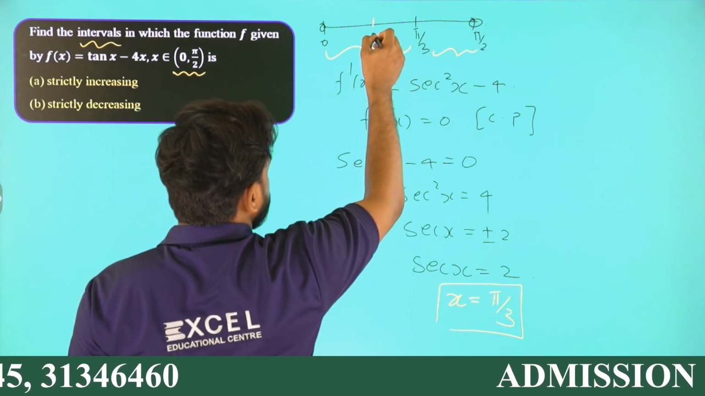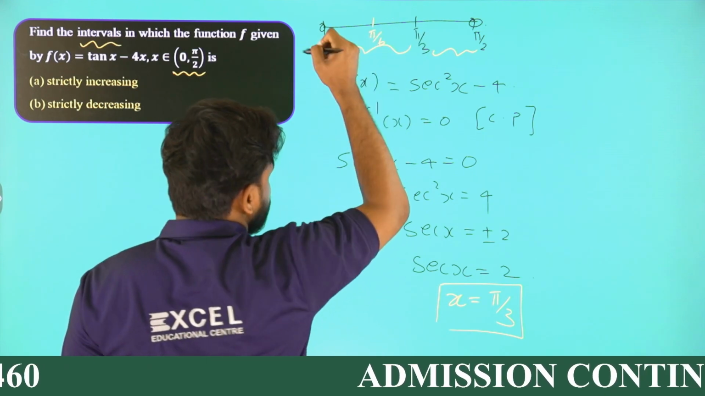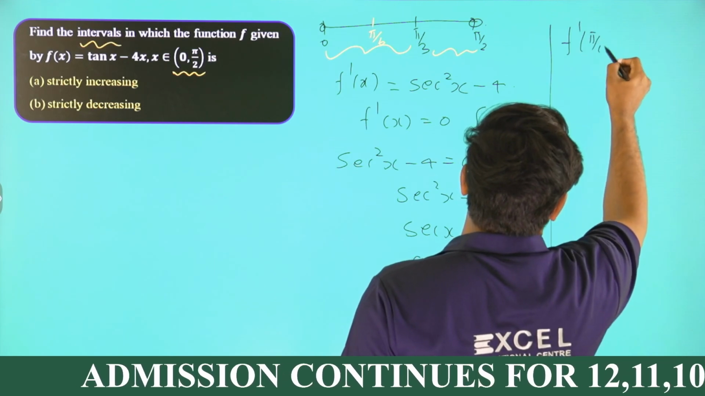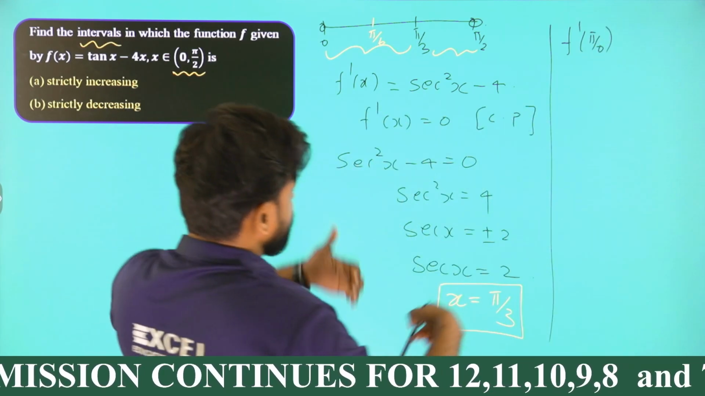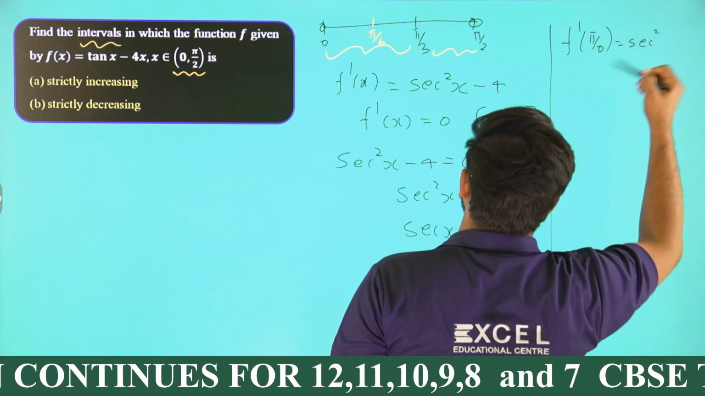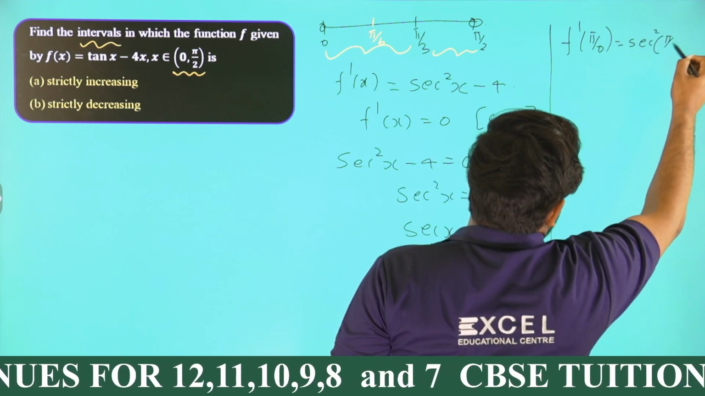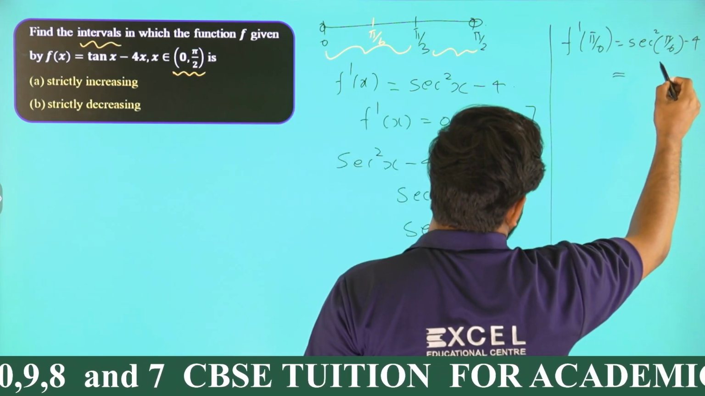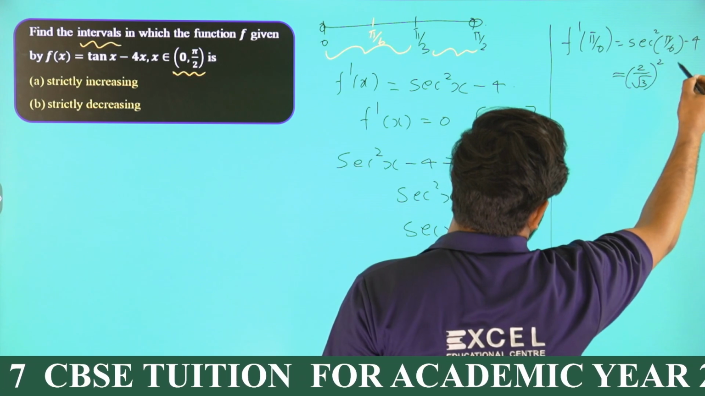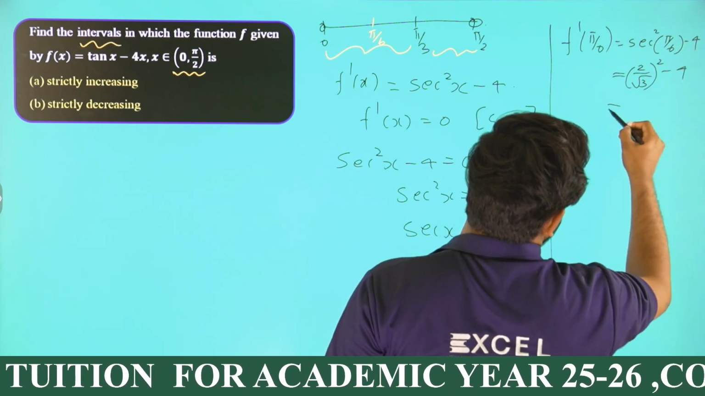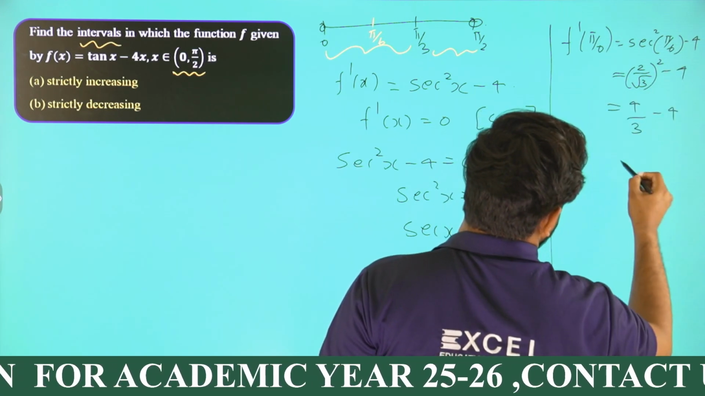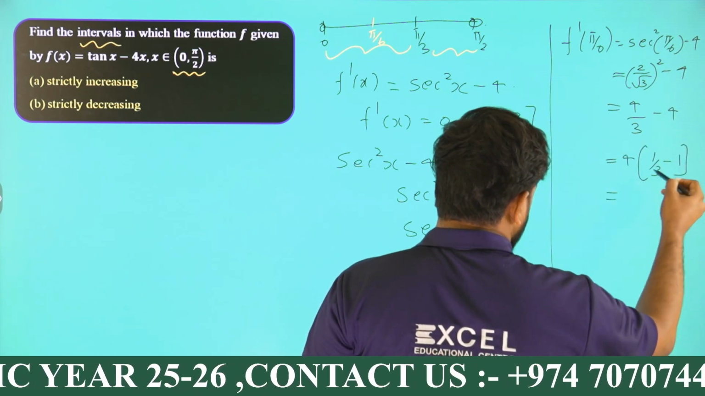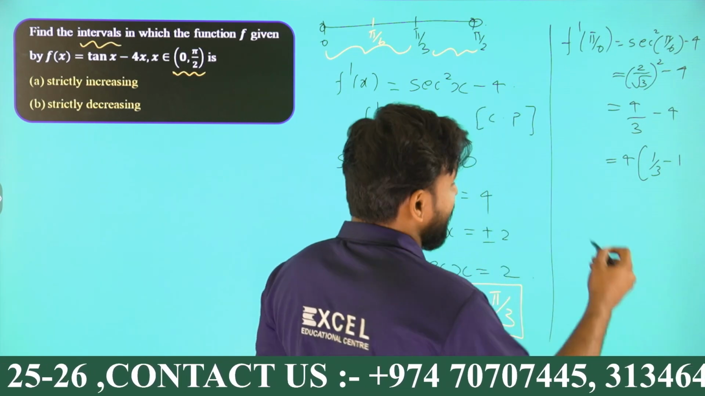In the first interval, I am going to take one point, that is pi by 6. Ready? And I am going to put that in the derivative, f dash of pi by 6. This is your f dash of x, that is sec square pi by 6 minus 4. Sec pi by 6 is 2 by root 3. The whole square minus 4. 4 by 3 minus 4. Taking 4 out, 1 by 3 minus 1 is negative. You don't need the exact value.